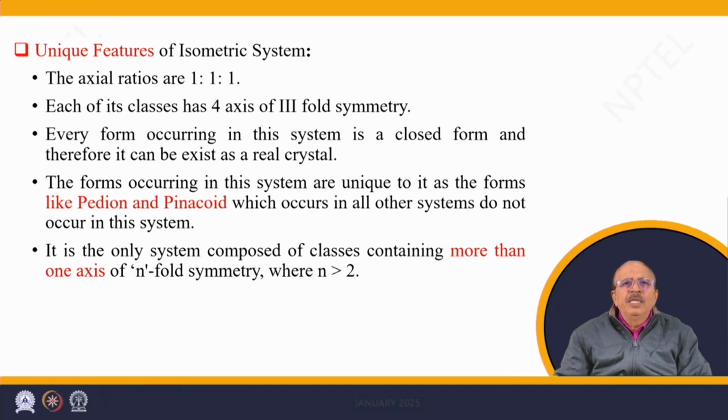The forms occurring in this system are unique to it, as forms like pedion and pinacoid, which occur in all other systems, do not occur in this system. It is the only system composed of classes containing more than 1 axis of n-fold symmetry, where n is greater than 2.